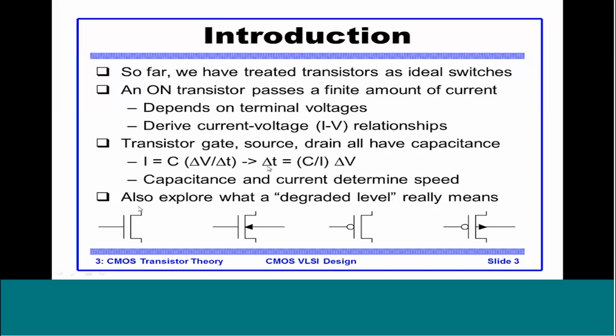We'll also see what a degraded level means. We say that NMOS passes a strong 0 but a weak 1. In other terms, NMOS passes a degraded level when it passes VDD. We'll see what that actually means.